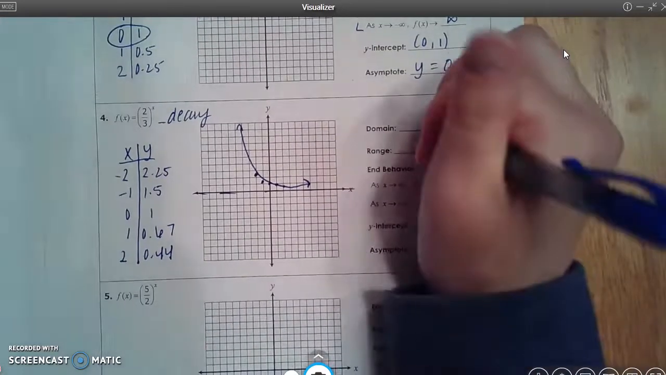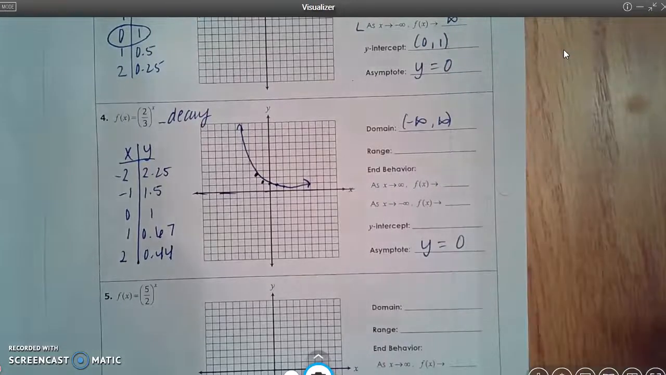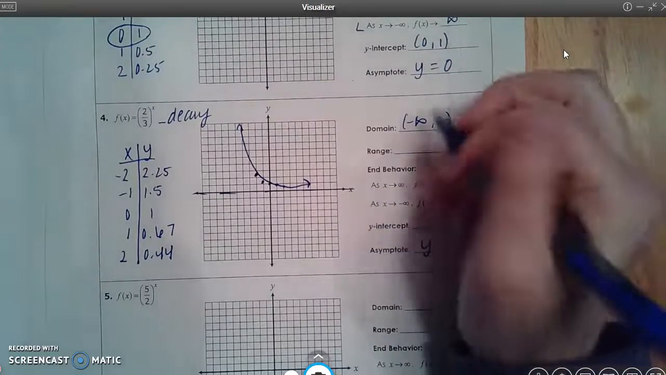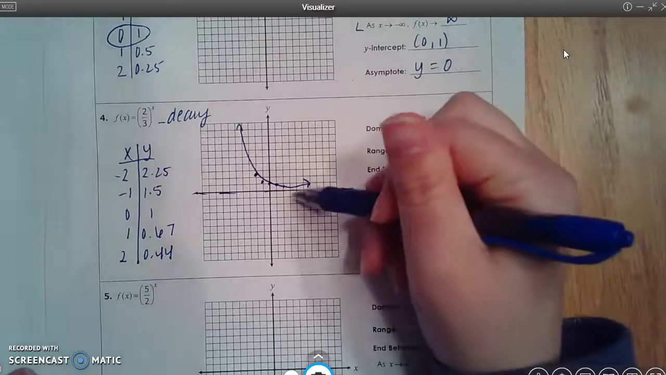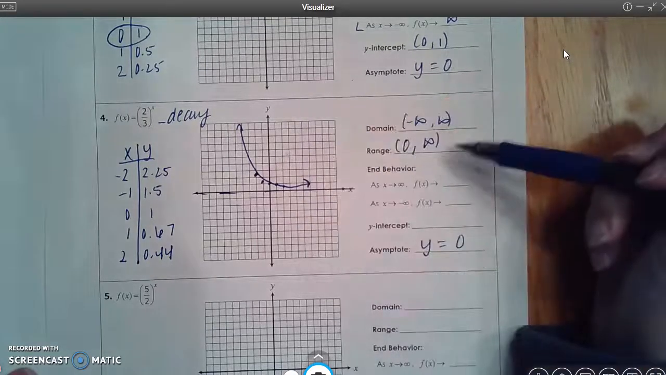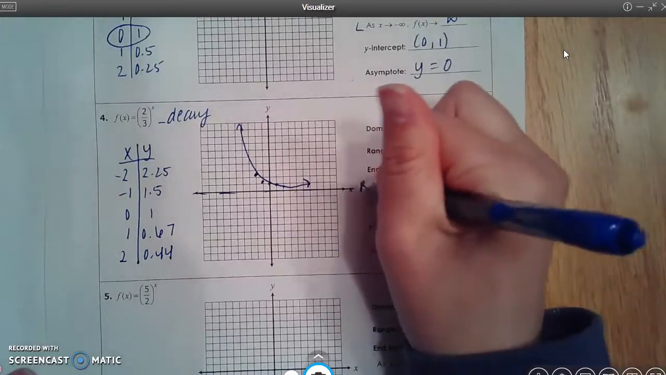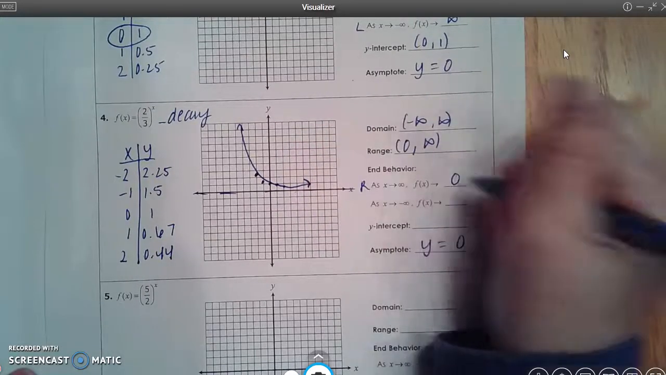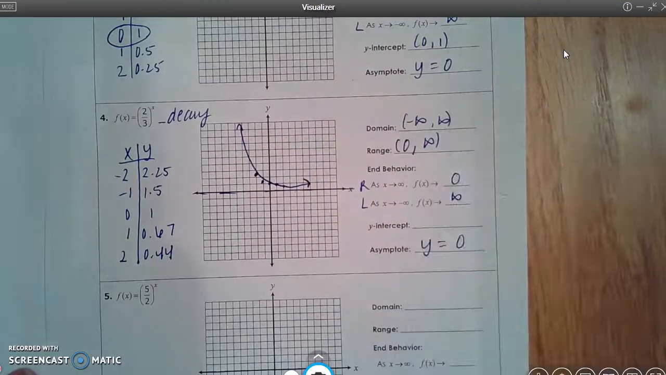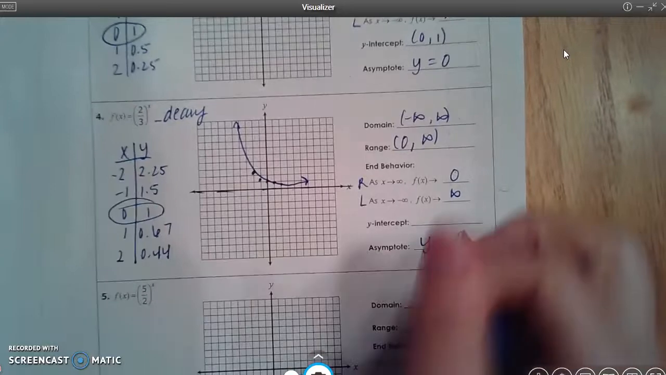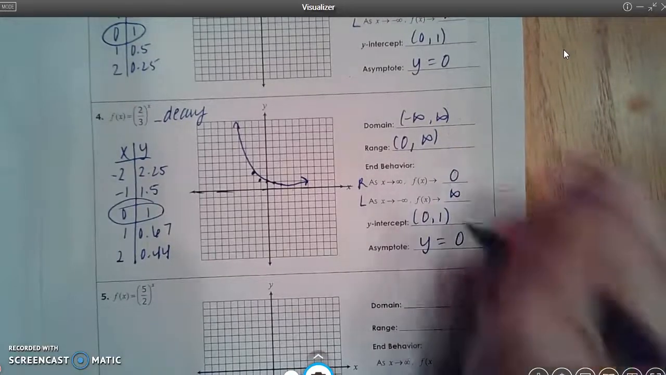Domain is always the same, negative infinity, positive infinity. Range, my lowest y value is at my asymptote, which is at 0, and we go up forever. So we're going from here up. So I'm going from 0 to positive infinity. My right arrow is approaching the asymptote, which is at 0, whereas my left arrow is pointing up forever, which is going to positive infinity. And my y-intercept is where x is equal to 0, and that's at 0, 1.